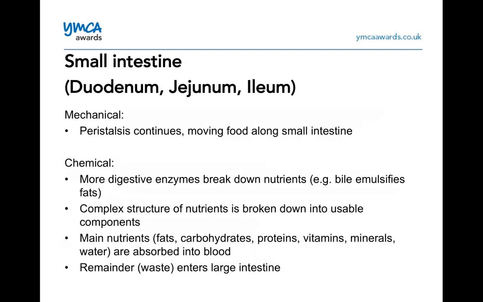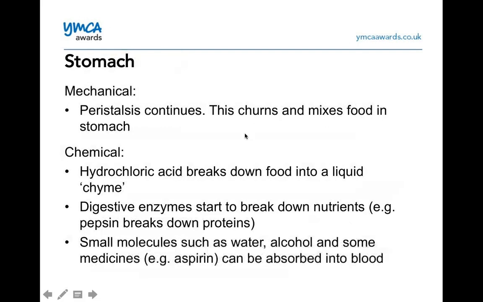And then we have the small intestine. Peristalsis continues, moving the food along the small intestine after it's gone through the stomach. More digestive enzymes break down the nutrients, for example, bile emulsifies fats. Complex structures of nutrients are broken down into usable components. Main nutrients such as fats, carbohydrates, proteins, vitamins and minerals, and water are then absorbed into the blood. And this is all happening in the small intestine. And then the remainder, which is waste, enters our large intestine.